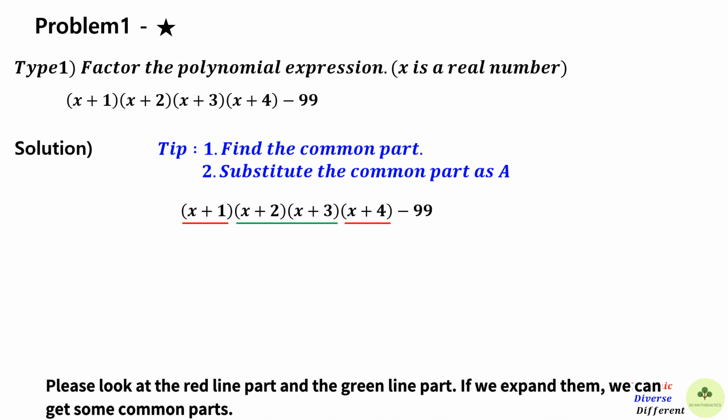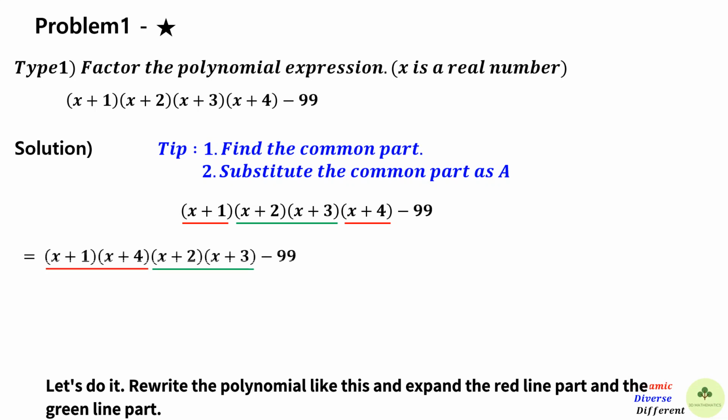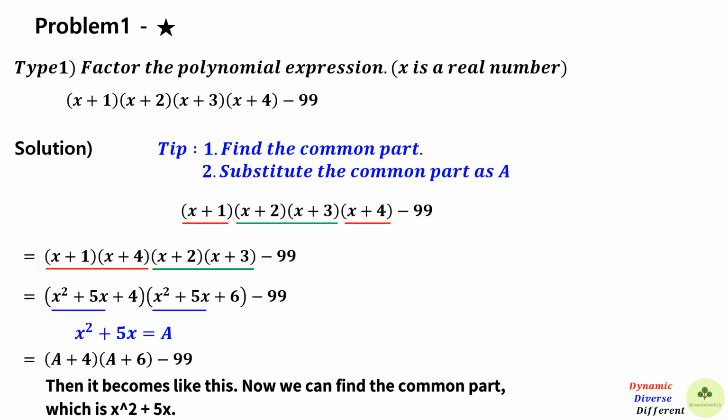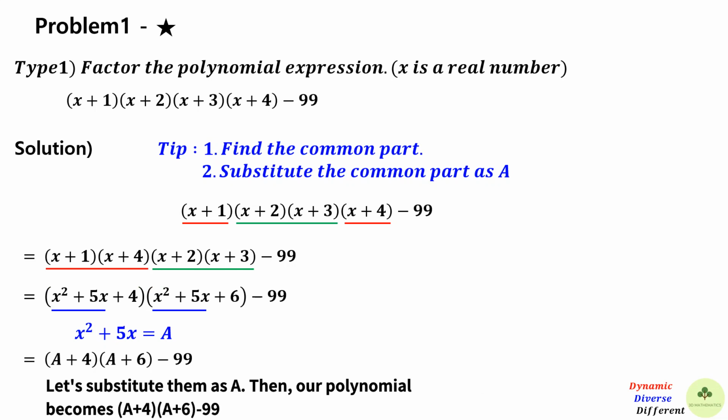Please look at the red line part and the green line part. If we expand them, we can get some common parts. Let's do it. Rewrite the polynomial like this and expand the red line part and the green line part. Then it becomes like this. Now we can find the common part, which is x squared plus 5x. Let's substitute them as a.